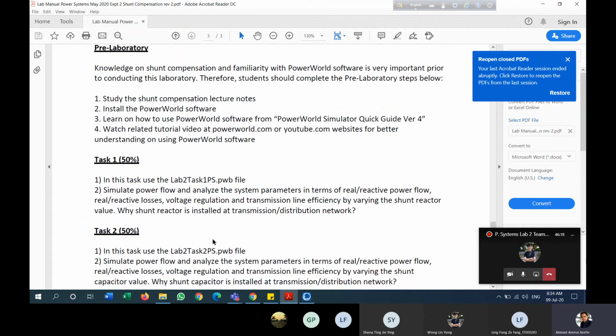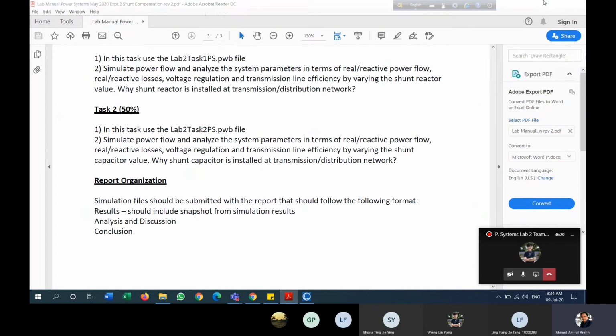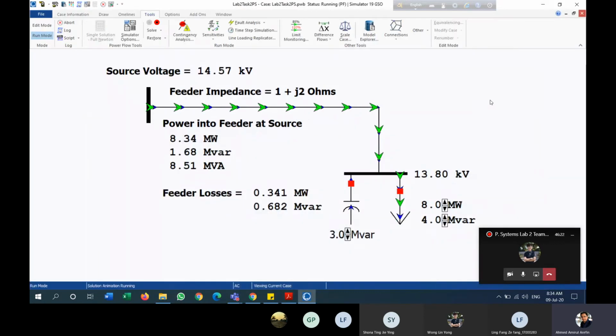If you have any questions you can ask me. Then we'll go to the rubric part.